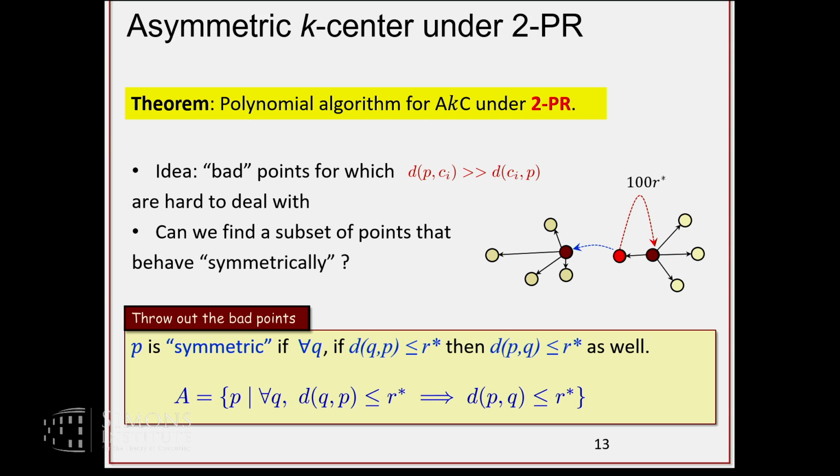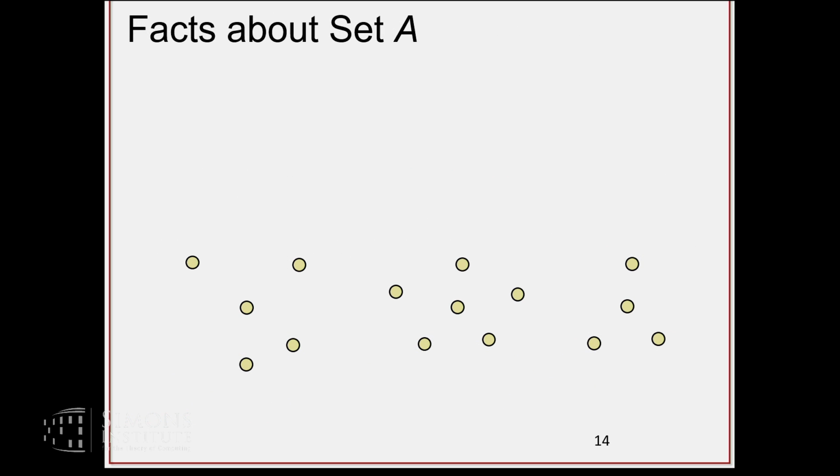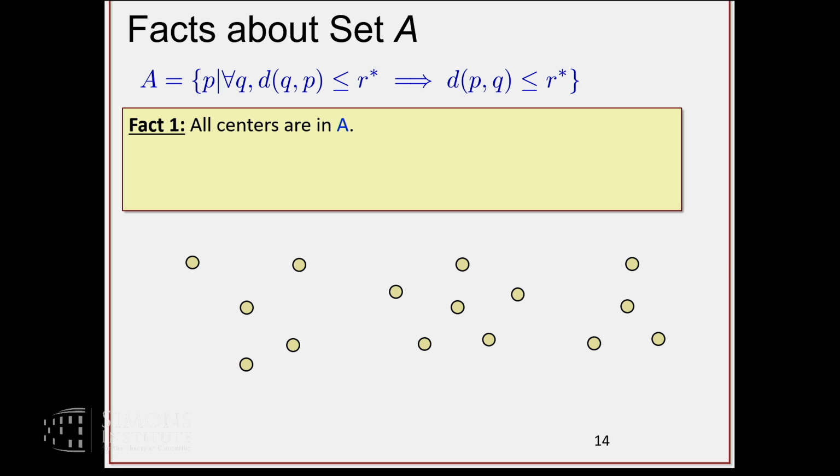Okay, so I defined the set that tries to capture the nice points, but you might have a couple of questions right away, like, what if the set is empty? How do we know all of our points aren't very asymmetric? It turns out we can prove some nice properties about this set. The first thing is that we can show that all optimal centers land in this set. So not only is the set non-empty, but we actually get at least one point per optimal cluster.